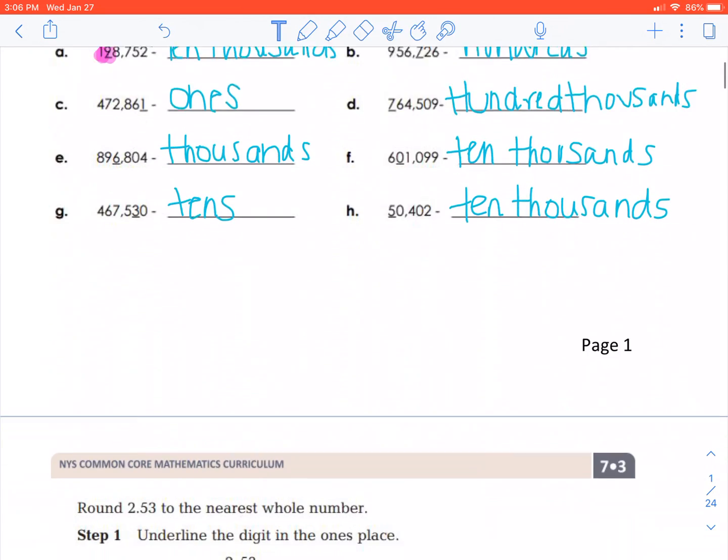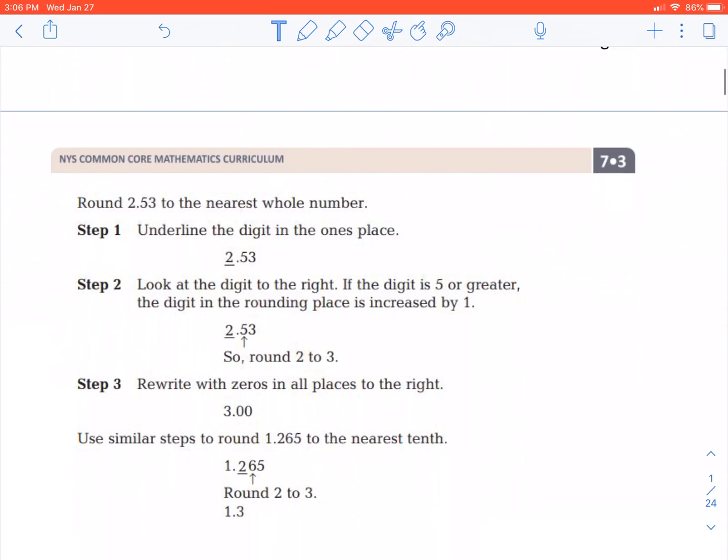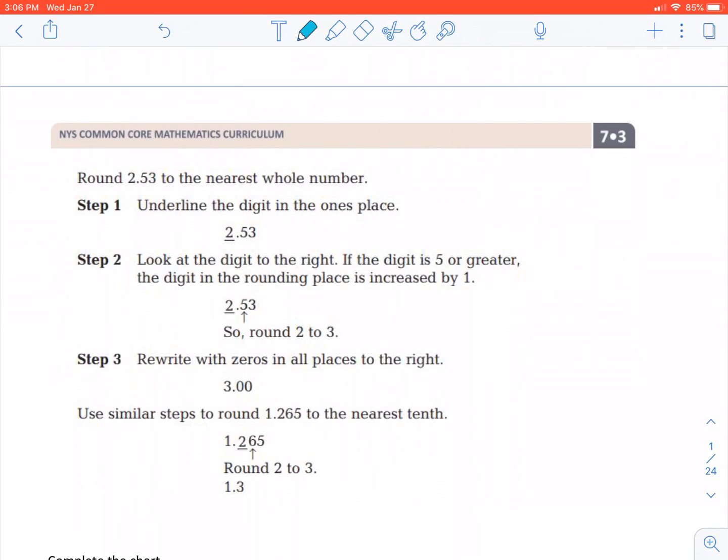All right, so let's talk about rounding. So when we're rounding to the nearest whole number, we're going to show a little bit of work. We are going to underline the digit in whatever place value that we're looking at. So the directions here say we're rounding to the nearest whole number. So we're going to underline the number that's in the ones place value. Whole number means no decimal point. So that's where they did that.